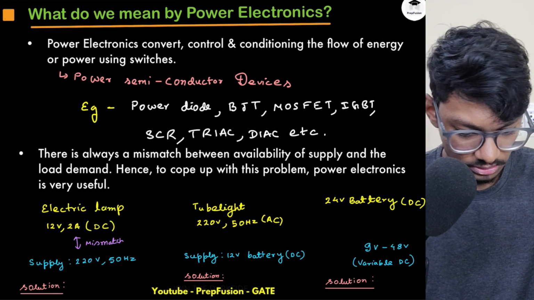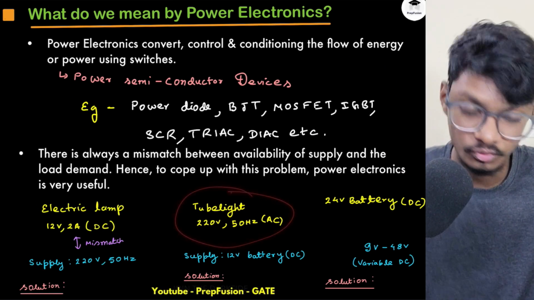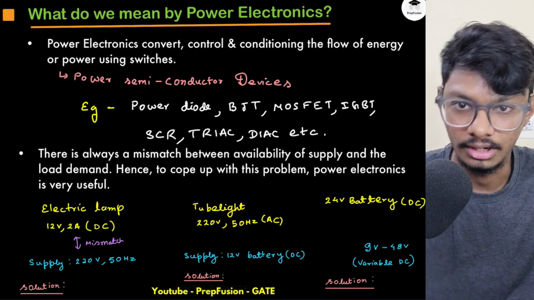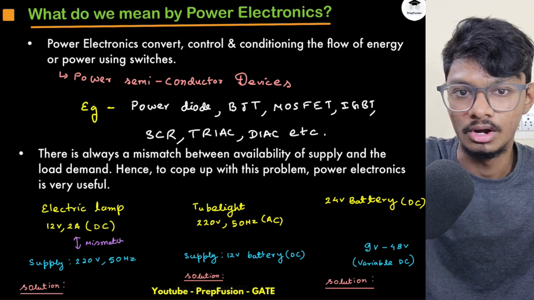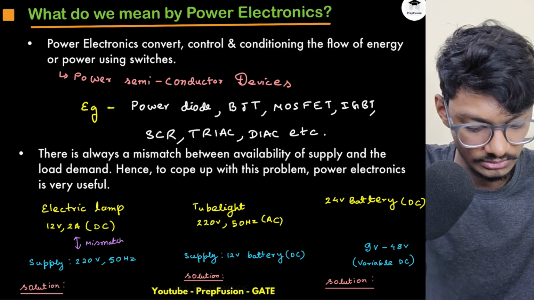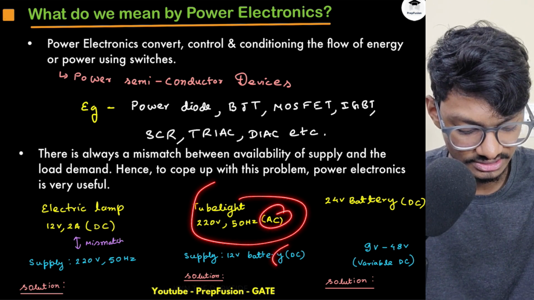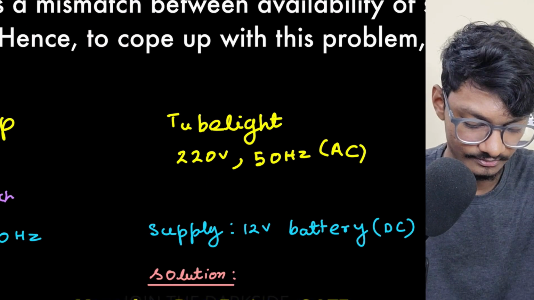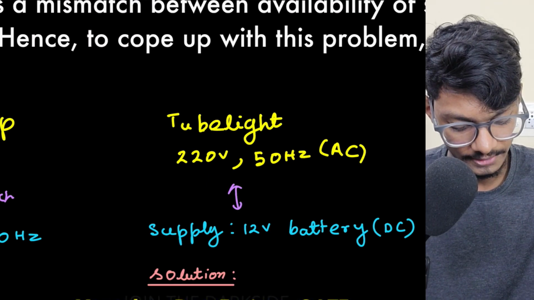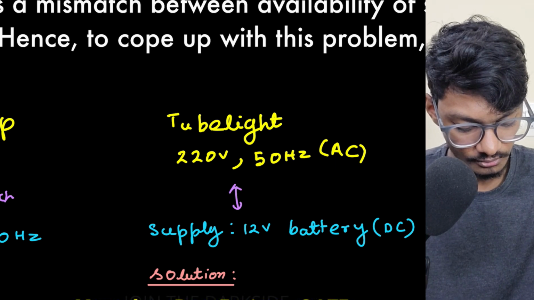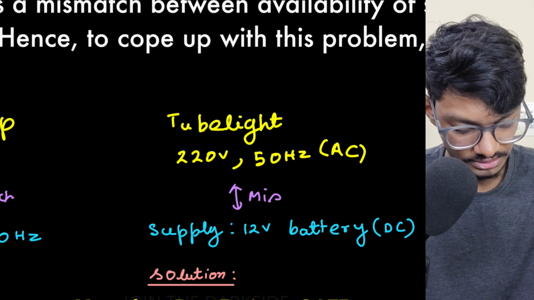Next, I have a tube light which works on 220 volts, 50 hertz AC, but let's say I have a battery. I want to turn on the tube light with the help of a battery. There is again a mismatch, right? This is AC and this is DC. I have a battery that is DC. So again there is a mismatch.